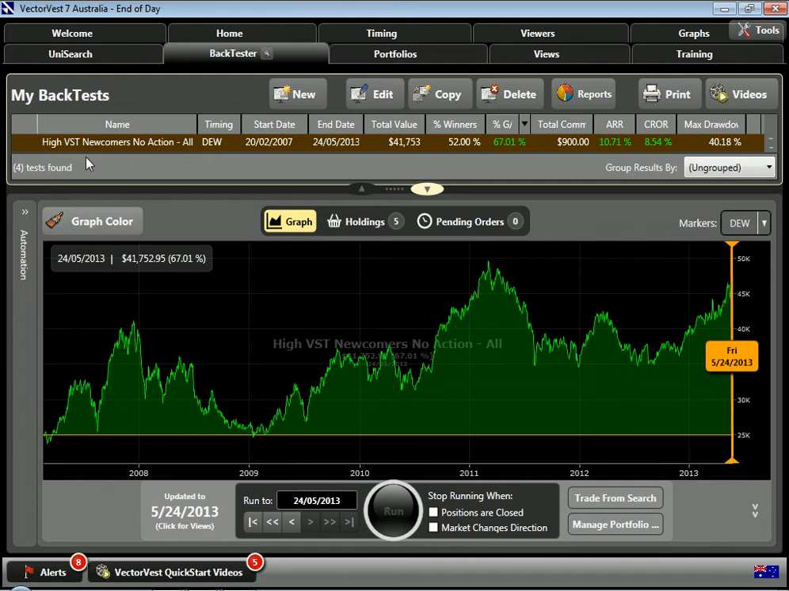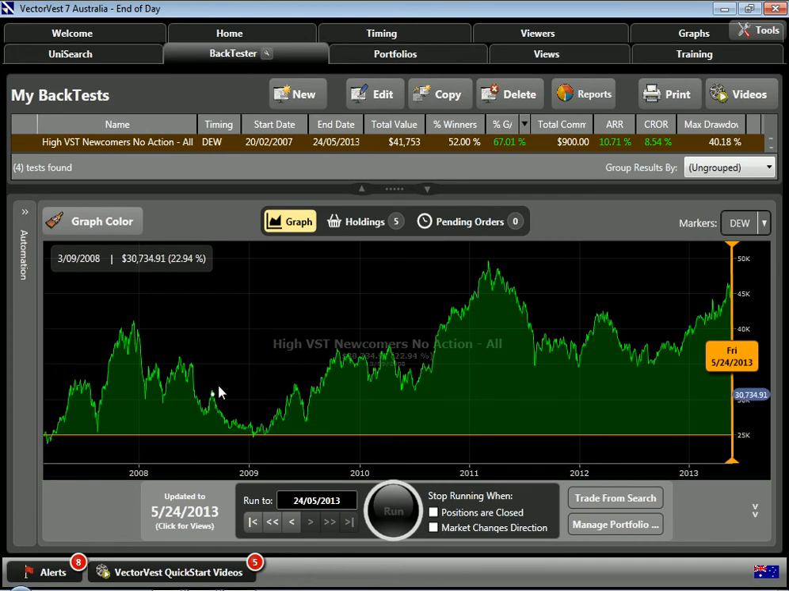So here's the first one we'll look at, which is high VST newcomers taking no action, and I've put all on there so we know it's all data. Again, from the 20th of February in 2007 through current, we have a total 67% gain, which is great, and it came at a fairly low cost, over 6.5 years almost, at $900 in commission. But look at the graph down below. You certainly have gone through some swings up and down, and you have a maximum drawdown, which is over 40%. Very uncomfortable.